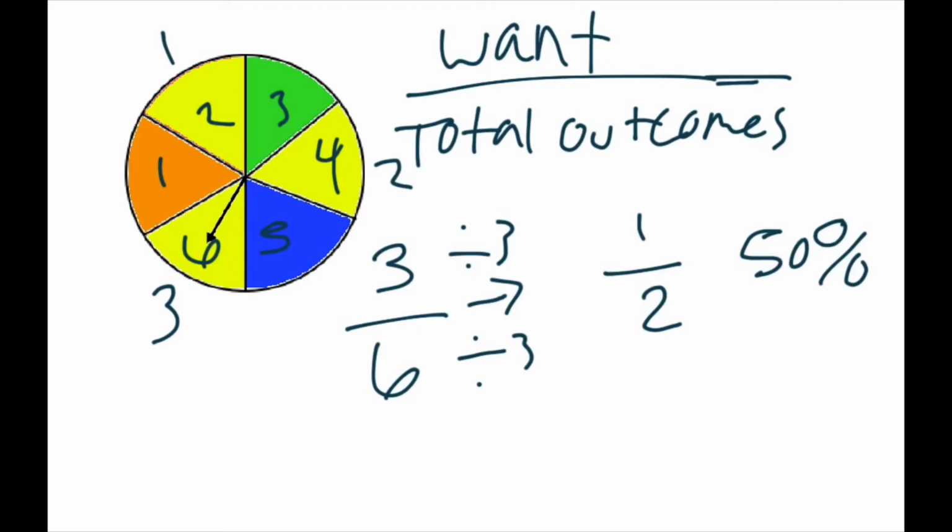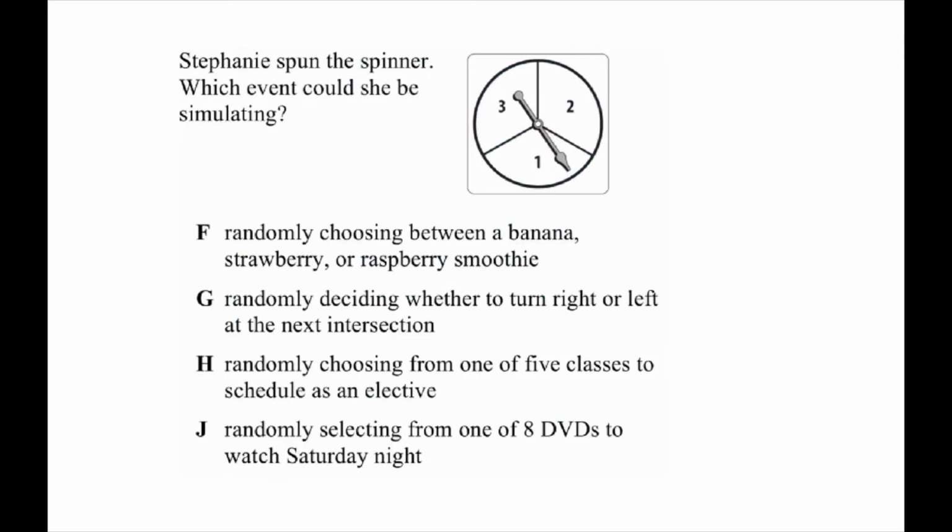And we can do this for any of our outcomes depending on what the question is asking for. So let's go ahead and look at our last example of something that you might see during your practice problems today. This one says, Stephanie spun the spinner. Which event could she be simulating? So right here we notice that we have a spinner that has 3 equal options. So now we need to find which situation could be represented by that.